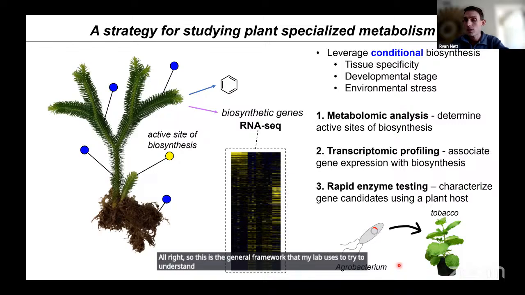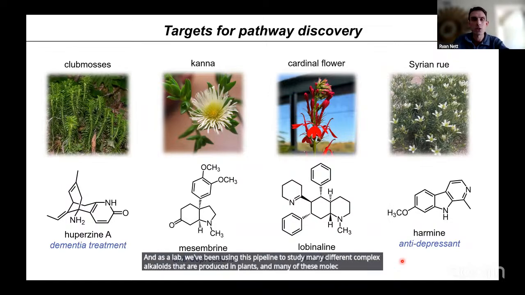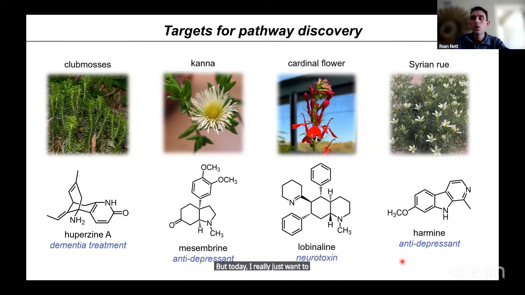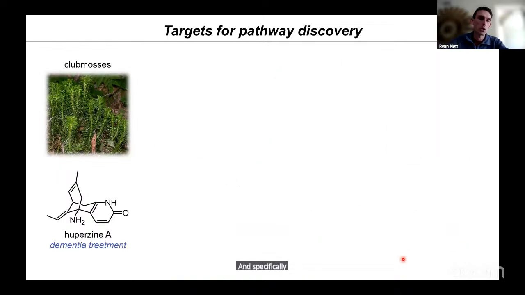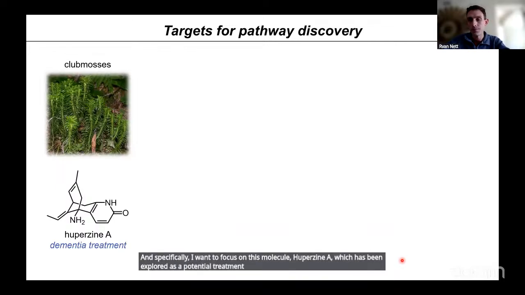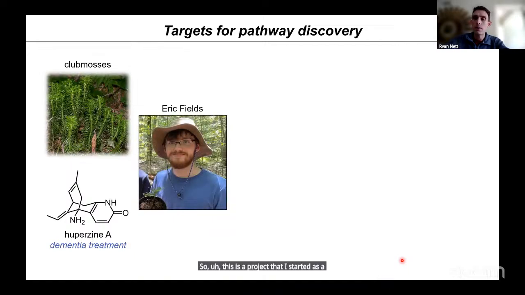All right, so this is the general framework that my lab uses to try to understand plant biosynthesis. And as a lab, we've been using this pipeline to study many different complex alkaloids that are produced in plants. And many of these molecules have medicinal properties or neuroactive properties. But today, I really just want to walk you through one story that I think nicely highlights these different concepts that I've highlighted in my introduction. And specifically, I want to focus on this molecule, huperzine A, which has been explored as a potential treatment for dementia.